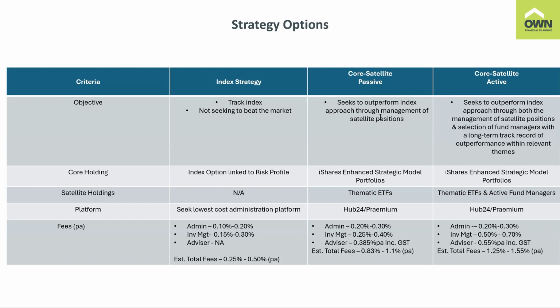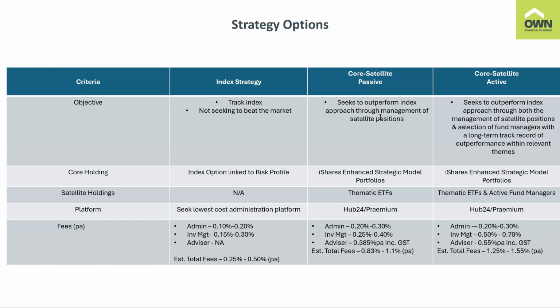So the index strategy's aim is to achieve the relevant index return for your risk profile at the lowest possible cost. This portfolio consists entirely of the relevant index, be it high growth, balanced, or conservative. These portfolios are administered on the lowest cost platform we can find that is suitable for your needs and preferences. The index strategy is a complementary inclusion within our fee-for-service advice arrangements. The estimated annual costs for this approach, depending on the size of funds invested, is typically around 0.25% to 0.5% per annum.